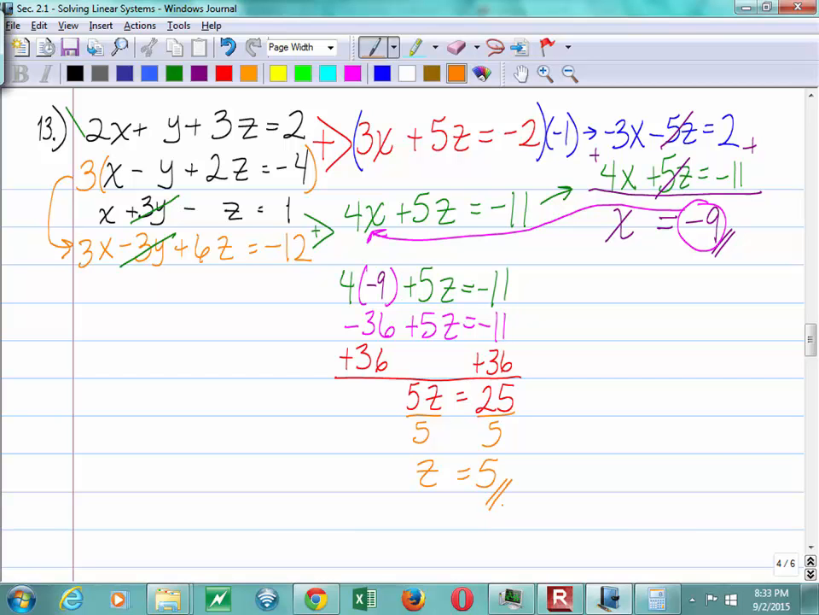Okay, so the last thing I have to do is just to find out what y is equal to. So to do that, I can use any of my original equations that has all three of the variables in it. I'm going to choose to use the first equation though, which is 2x plus y plus 3z equals 2. And then I'm going to plug in the negative 9 for the x.